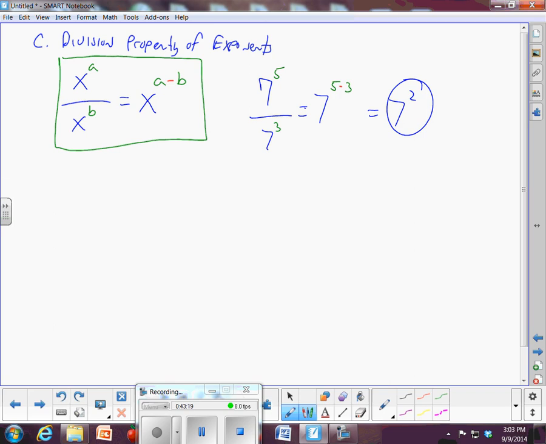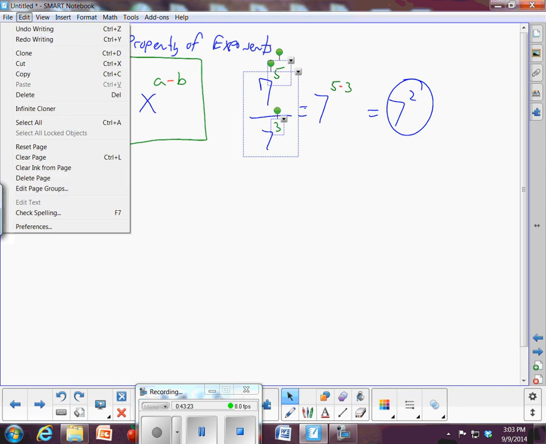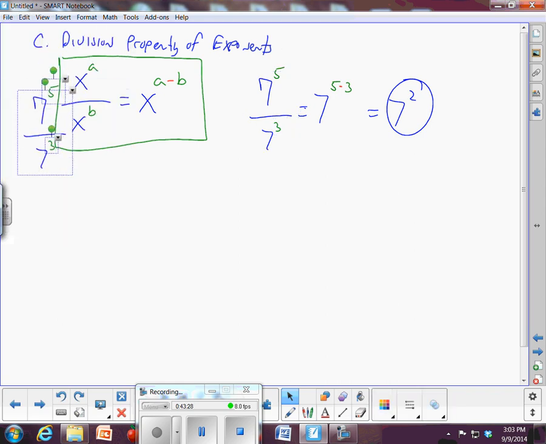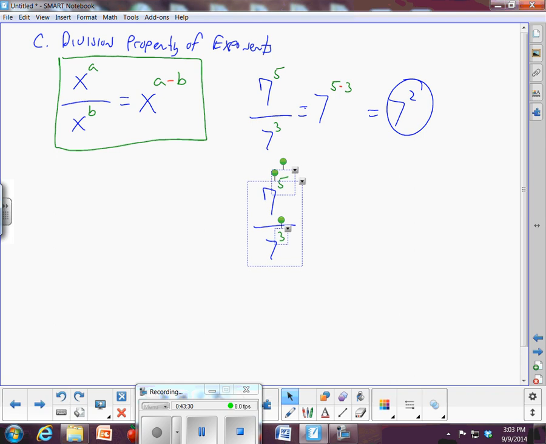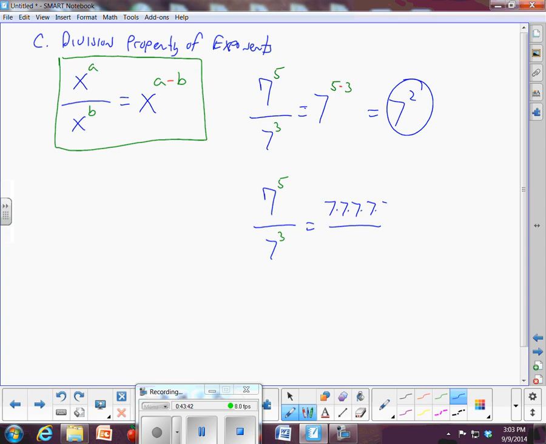Let me show you this exact same thing by expanding it. Okay, so let's take this exact same thing, 7 to the 5th divided by 7 cubed, and let's expand it. Okay, so what's our top? 7 times 7, 5 times, right? What's the bottom? 7 times 7, 3 times.